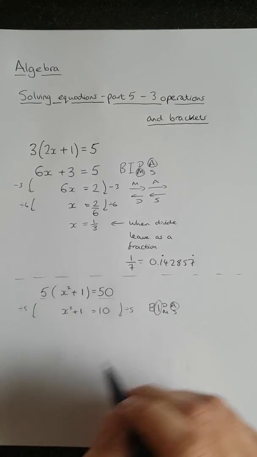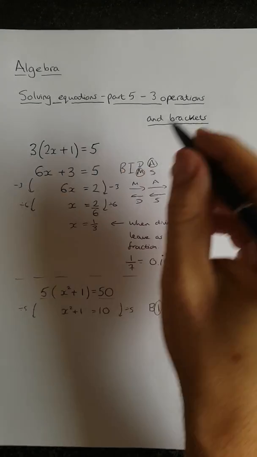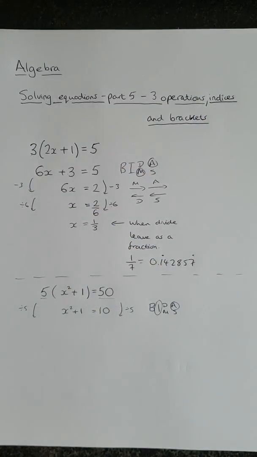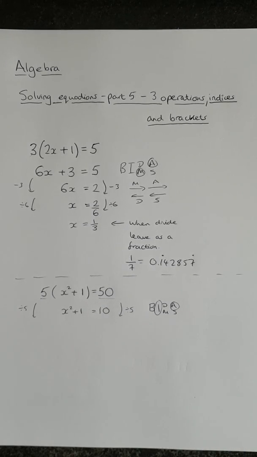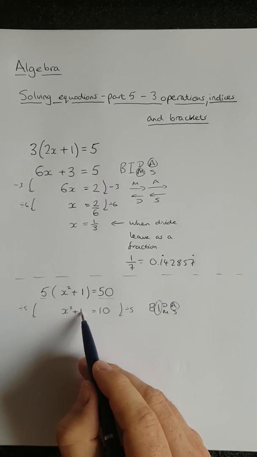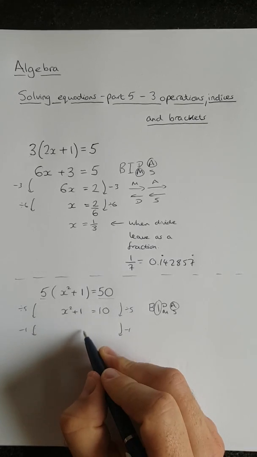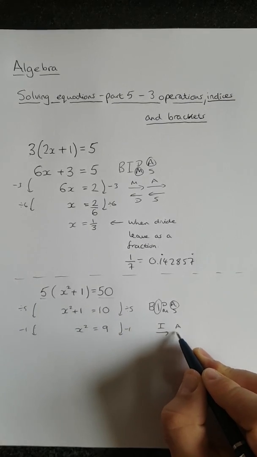Indices and addition. Now, we haven't seen indices yet. Brackets were confusing because they sometimes meant we did change the order, so to speak, of our operations. Will that happen here with indices? Well, I know I can get rid of this add 1 by subtracting 1. That will leave me with x squared equals 9.